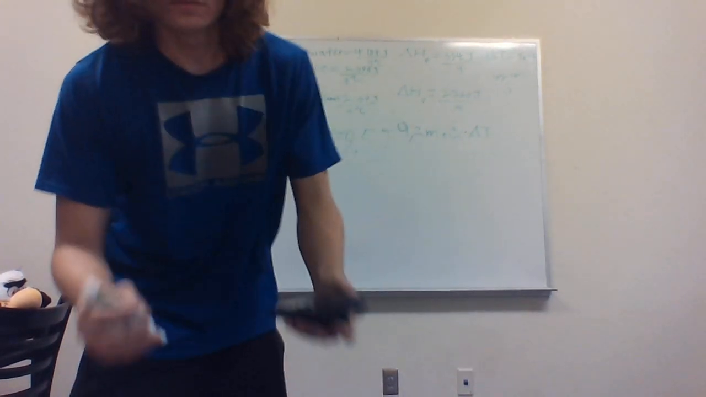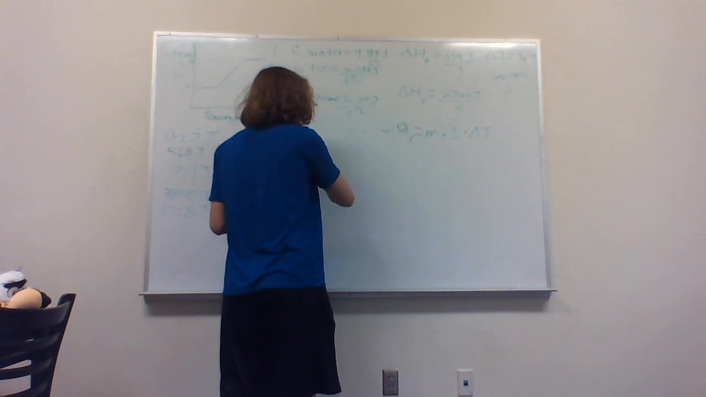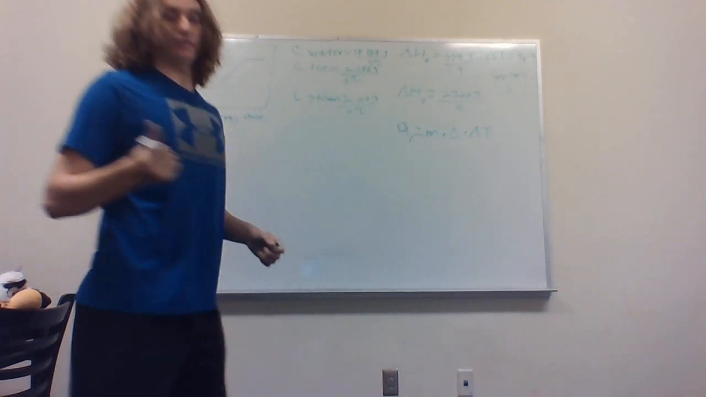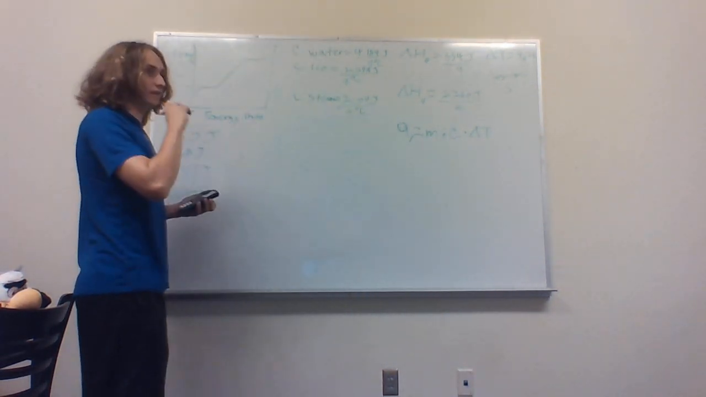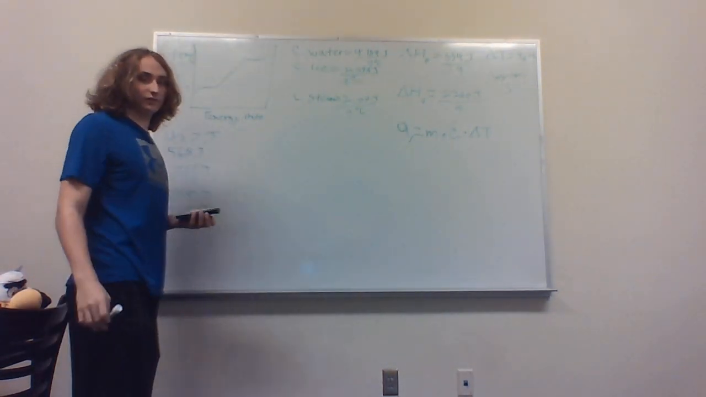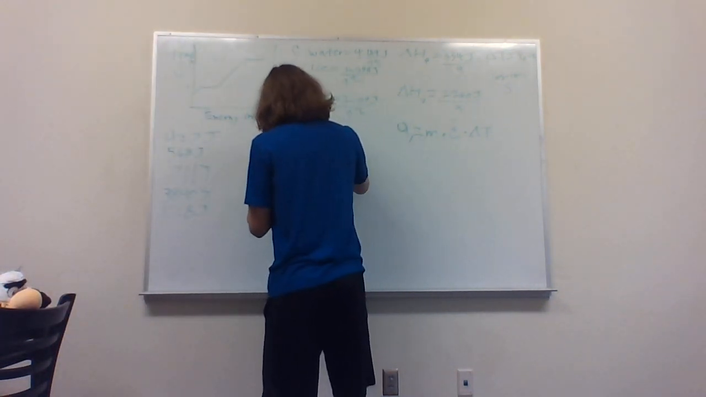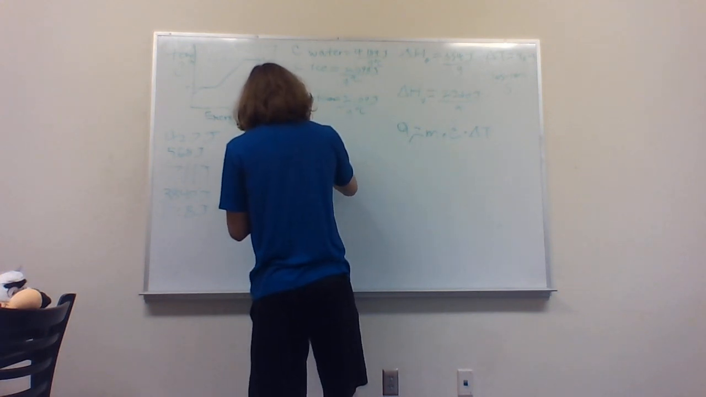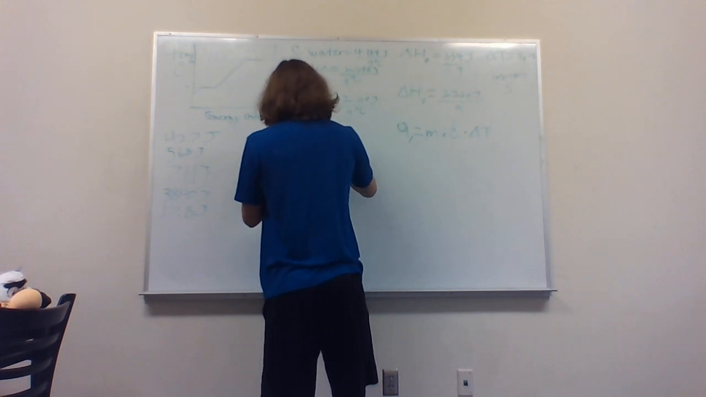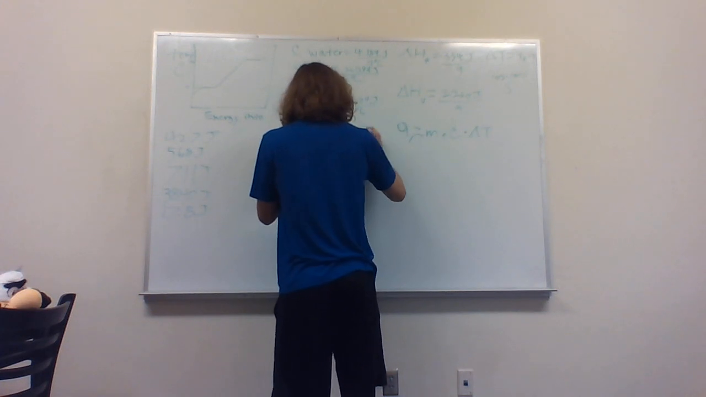Let me see if you can read that. Sorry, my marker is really close to dead. I'll try to rewrite it. It's really close to dead. So the amount of heat required to get from ice at negative 12 degrees Celsius to steam at 105 degrees Celsius is 5,179.5 joules.